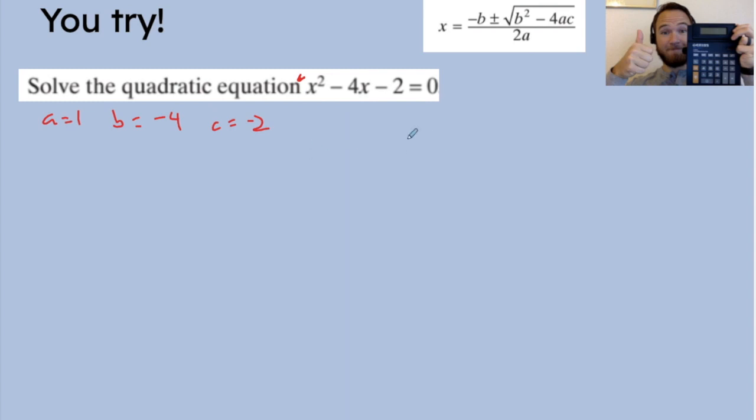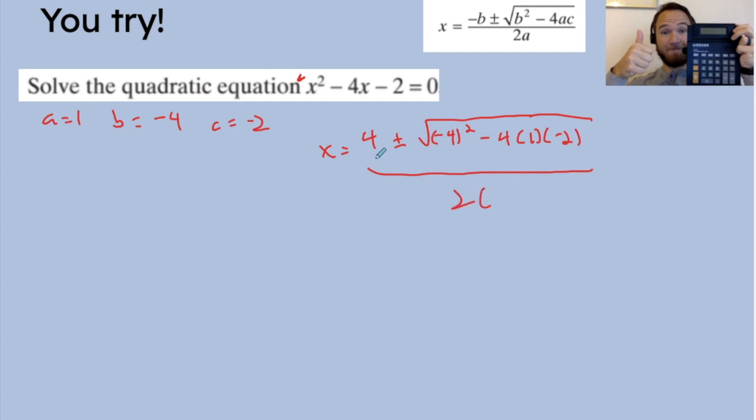Alright, let's do it. So negative B, well, a -4 is just a +4. So x equals 4 plus or minus the square root of -4 squared minus 4AC. So 4 times 1 times -2, all over 2a, which is 1. Okay, let's simplify.